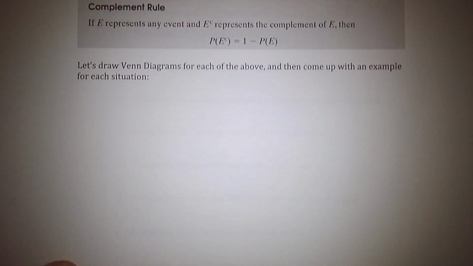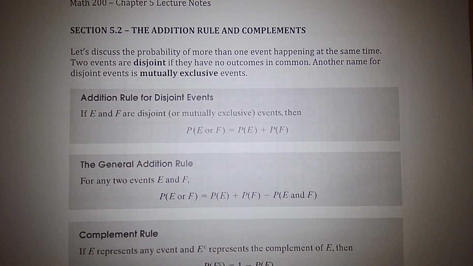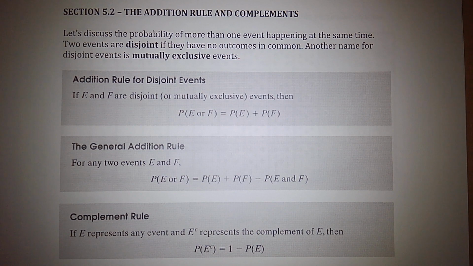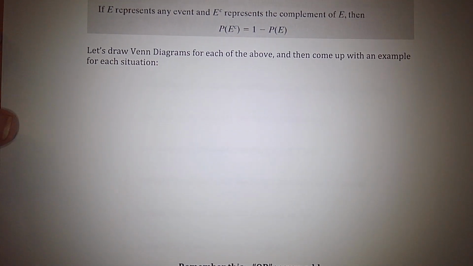In the next section, we're going to be discussing section 5.2, which is the addition rule and complements. So let's first discuss the probability of more than one event happening at the same time. 2 events are considered disjoint if they have no outcomes in common, or in other words, we also call this mutually exclusive. So I'm going to go ahead down here and I'm going to start drawing some pictures now and then come back to these results in just a moment.